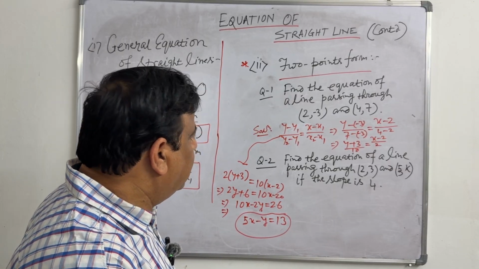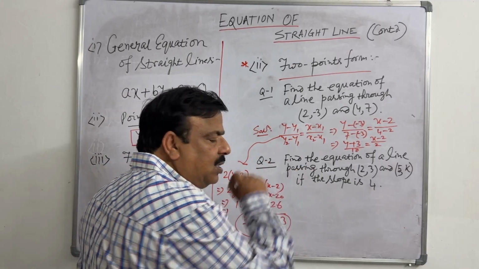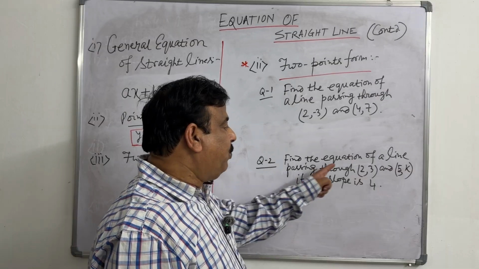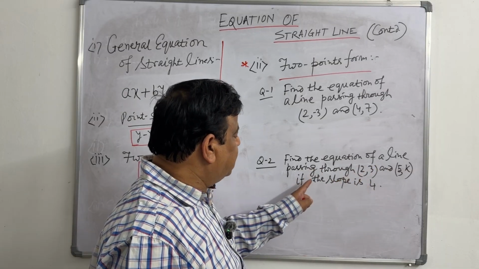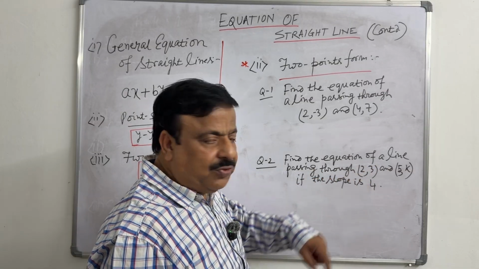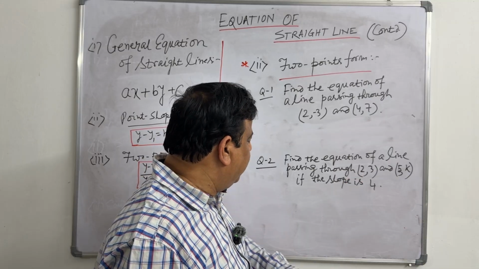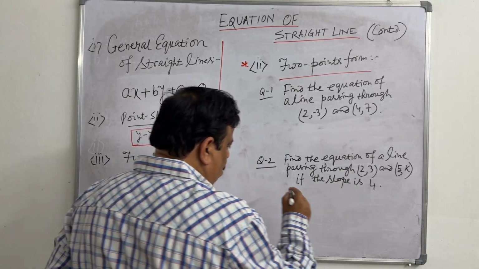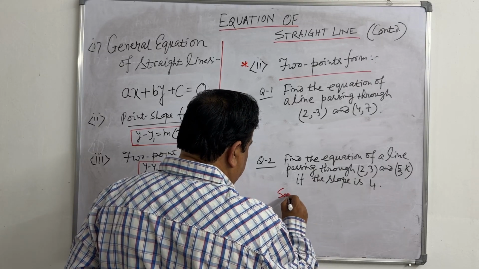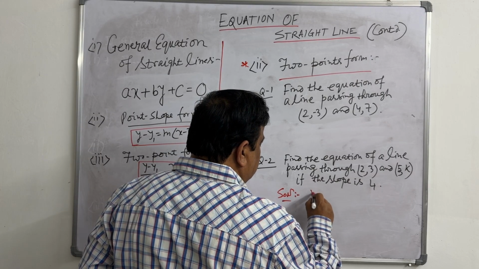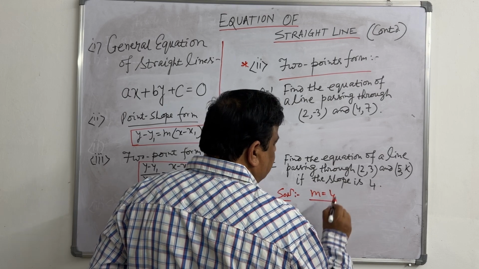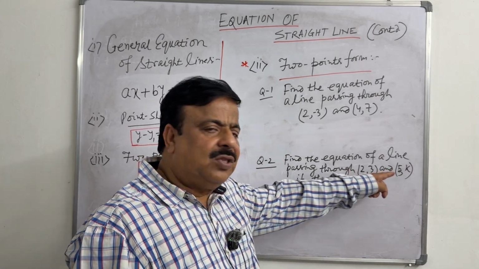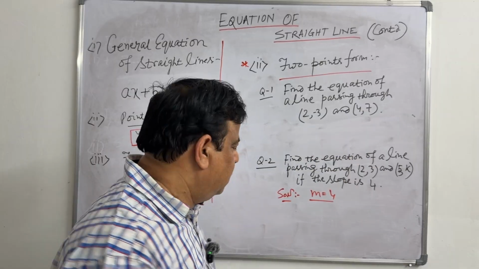Now let's go to solve the second problem. What is problem number 2? Find the equation of a line passing through (2, 3) and (5, k) if the slope is 4. Okay. Slope given is 4. This is given. And 2 points are given through which the line is passing.